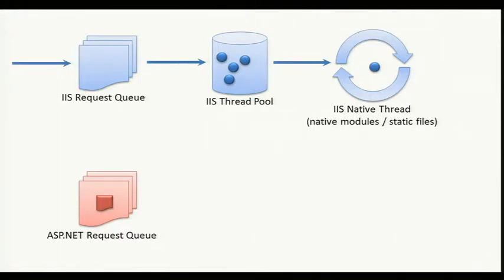Now imagine instead that you're actually accessing an ASPX page. So IIS says, hey, I need to hand this request off to ASP.NET. What it'll do is it'll give it to us, and we'll add the request to our own ASP.NET request queue. This frees up the original IIS native thread so that it's able to dequeue a new work item from the IIS native thread pool.